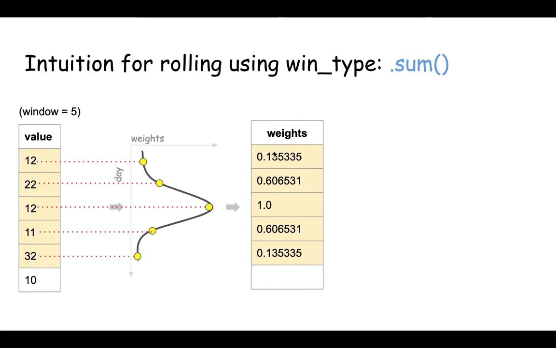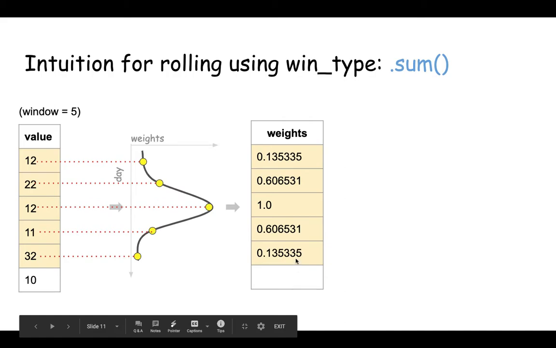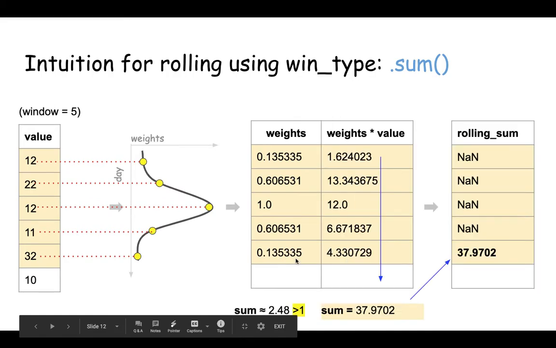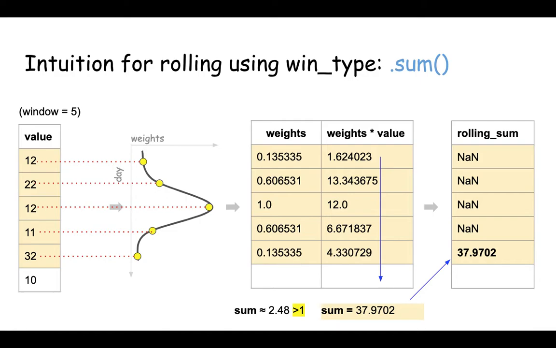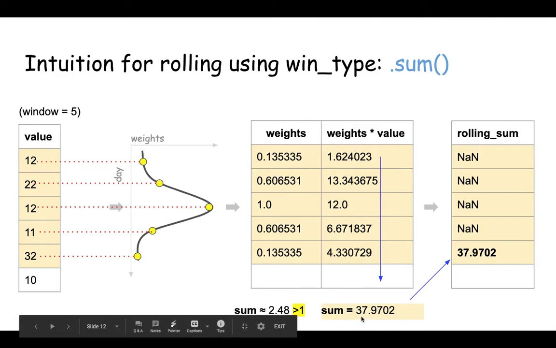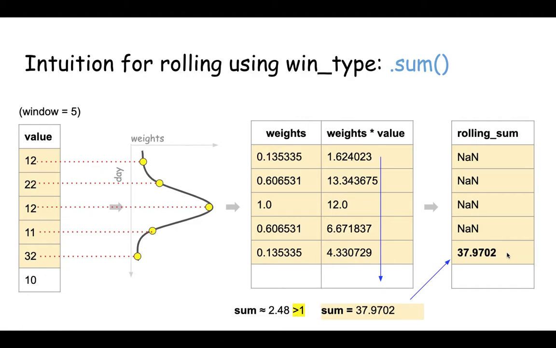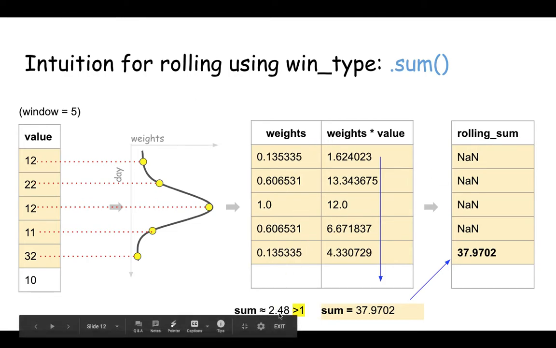Okay, here we have these weights calculated. So the next step, as you've probably guessed, is to multiply the value to which the window function is applied, get these multiplication values, and then add those up, and here we get 37.97. That's the rolling sum for that window. And here, if you notice, the sum of the weights is 2.48, which is greater than 1.